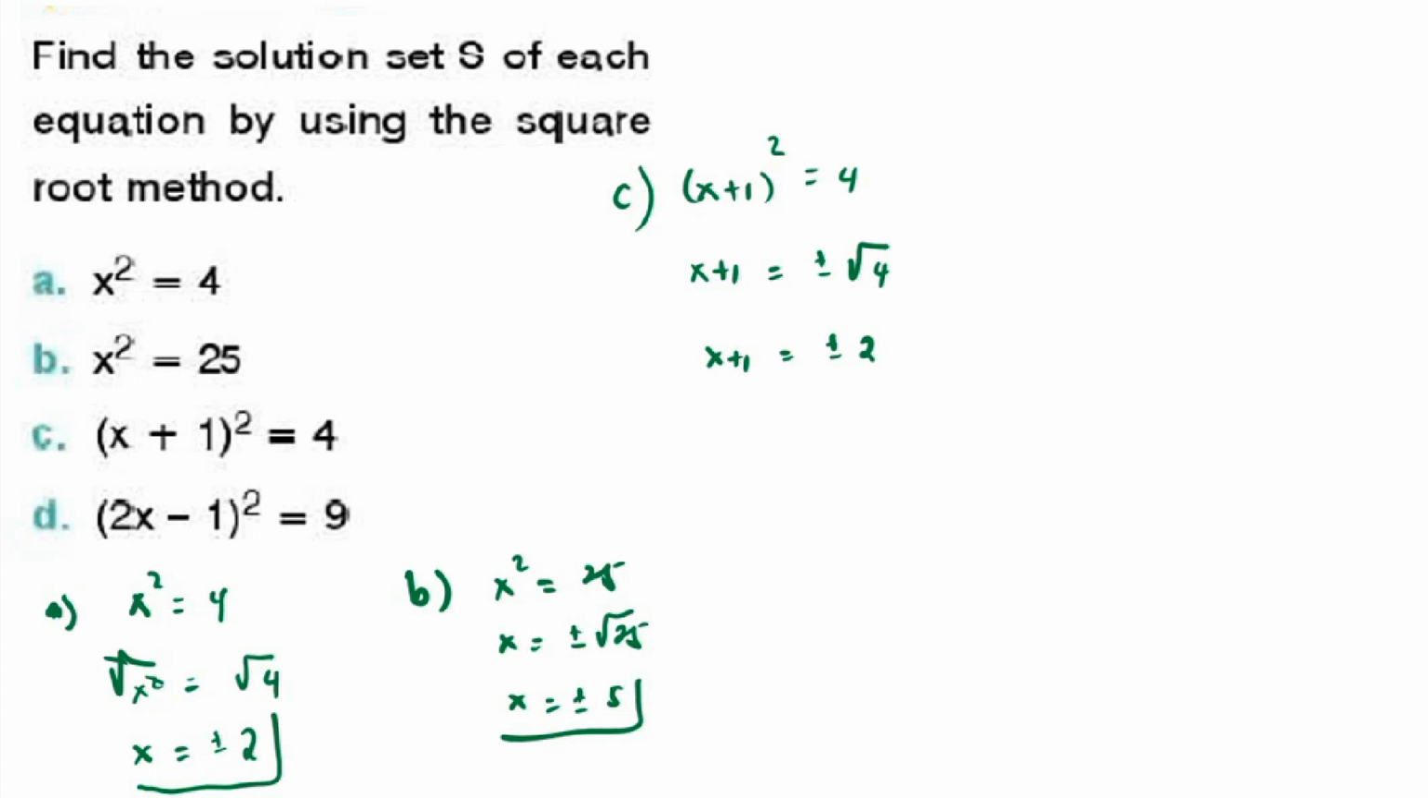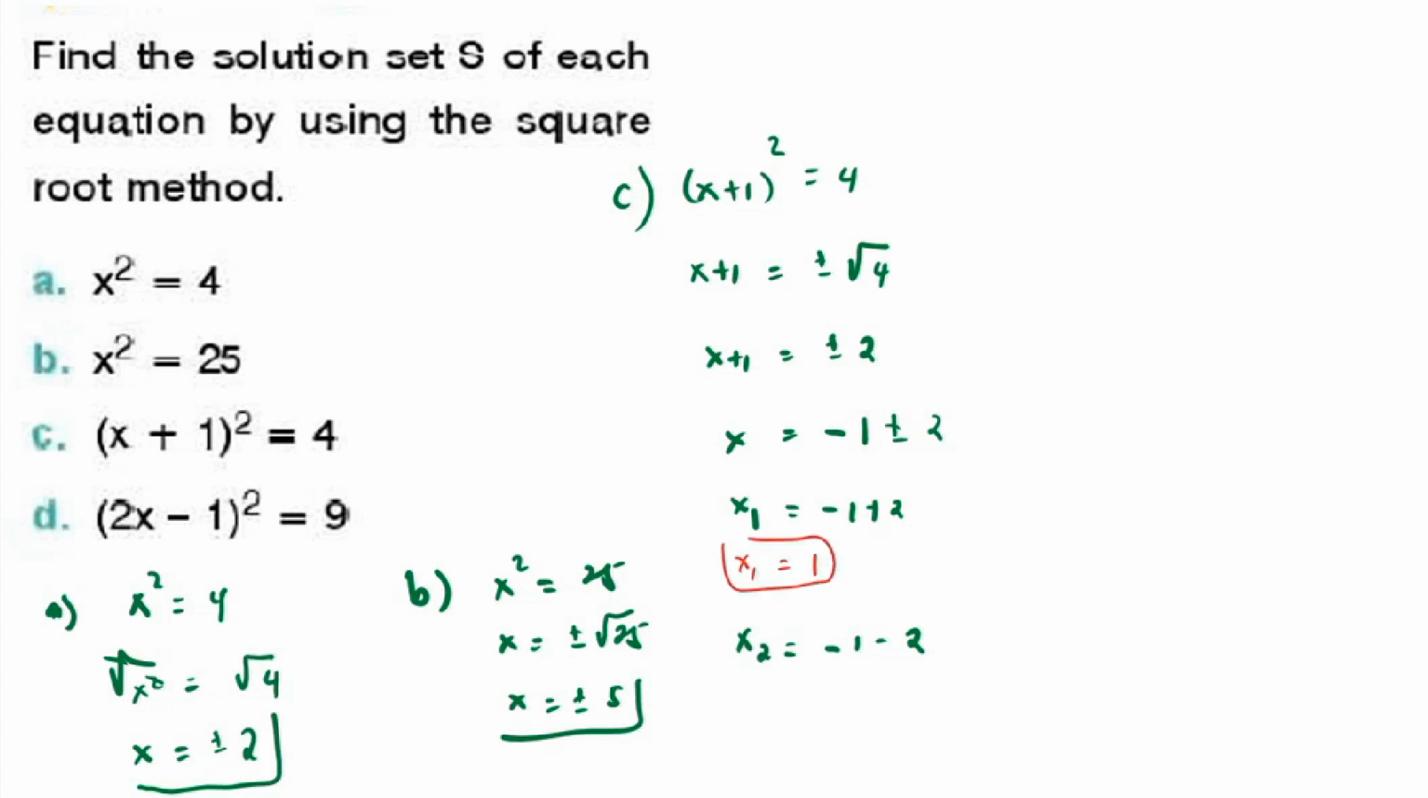So transposing, to solve for x, we have x equals negative 1 plus and minus 2. If we are going to separate the two answers, I will say x sub 1 equals negative 1 plus 2, and for x sub 2, we have negative 1 minus 2. We have to simplify this further. First, the value of x sub 1: x sub 1 now equals negative 1 plus 2, which is 1.